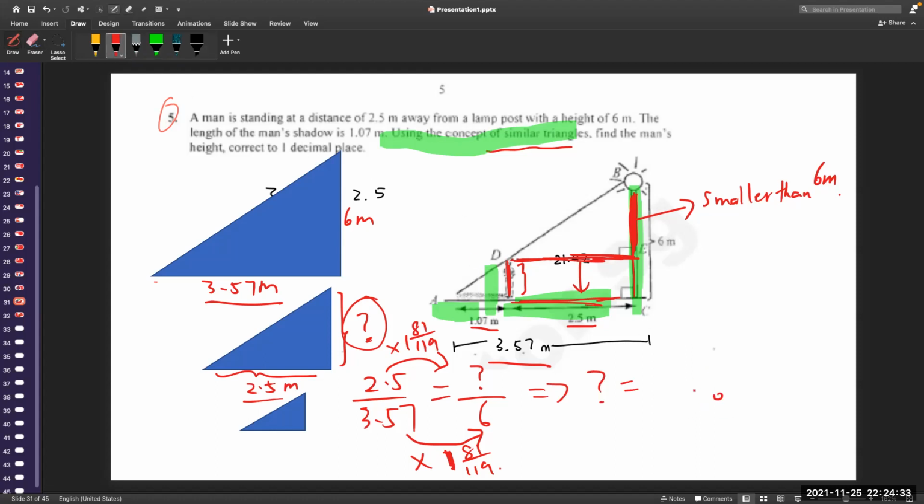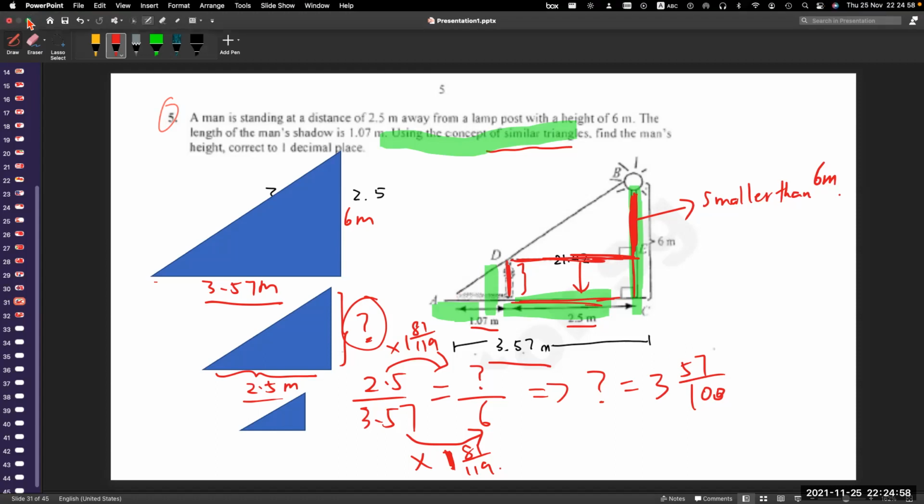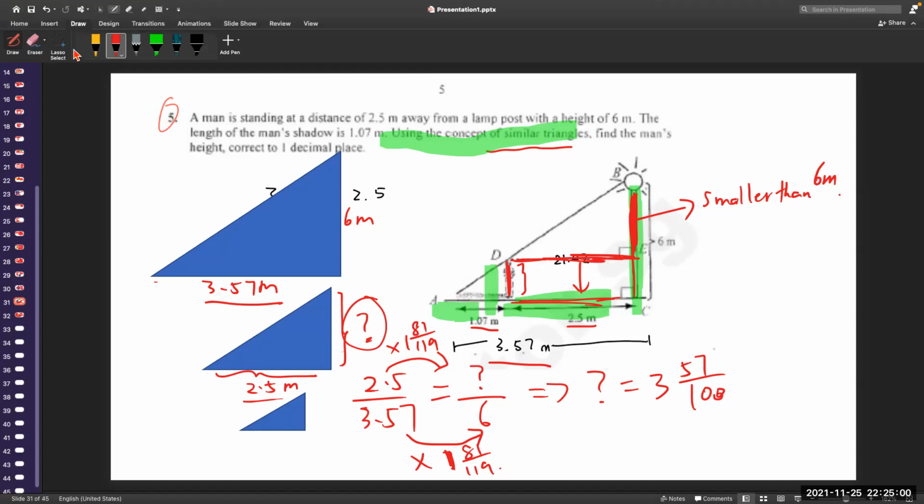Then what is the answer? It's just the answer I gave you. What's that? 3 and 57 over 100? Yeah. Okay. I have to depend on you because I have no calculator here. Wait, it's 6 divided by... 6 times. Okay, never mind. First divide. No, hold on. Sorry. No problem. Hold on.